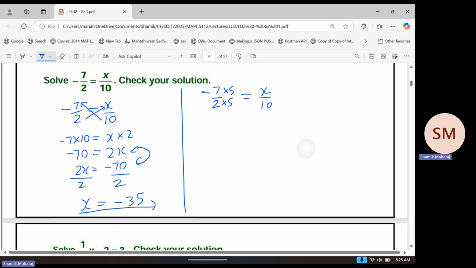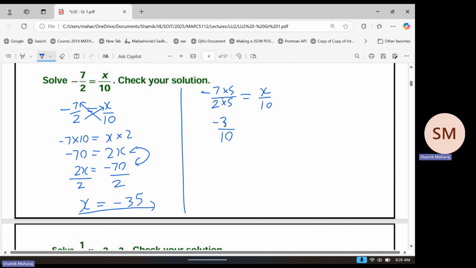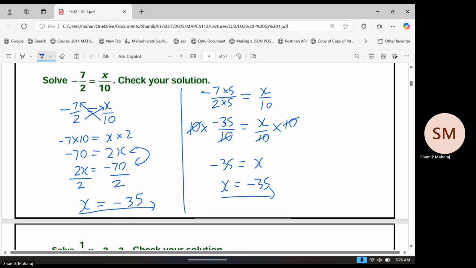Now the left-hand side becomes, let's simplify this, we get a 10 at the bottom. Negative 7 times 5 will give us negative 35. Negative 35 is equal to x over 10. Then we can just multiply both sides by 10 at this point. The 10's at the bottom and the 10's at the top cancel out. So we're just left with negative 35 is equal to x, or x is negative 35. Again, 2 methods, whichever one you prefer, you can use that one.